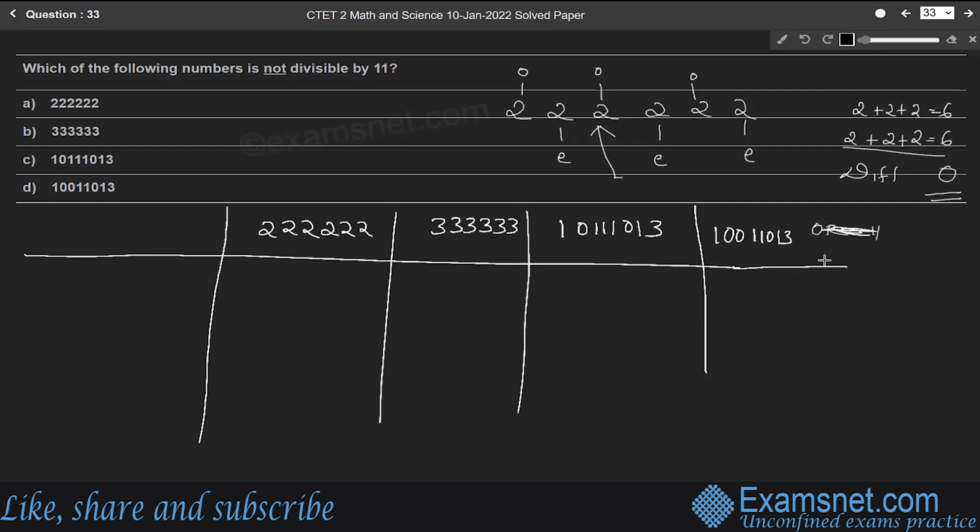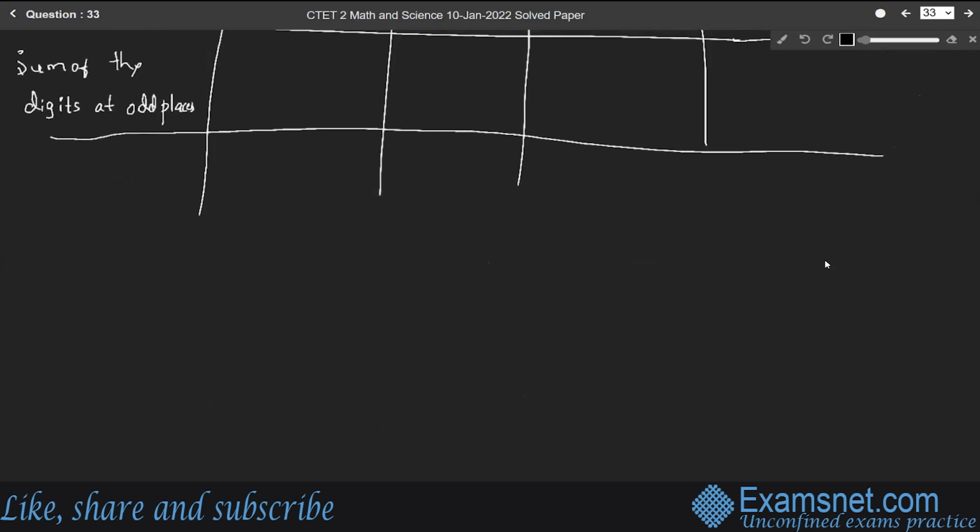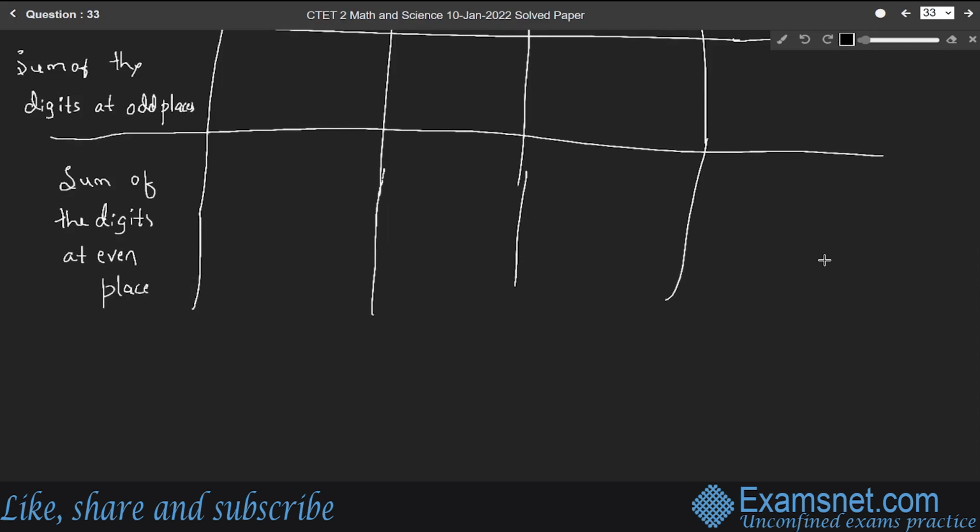So, sum of the digits at odd places, and in the next row, sum of the digits at even places. Right? And finally, the difference.